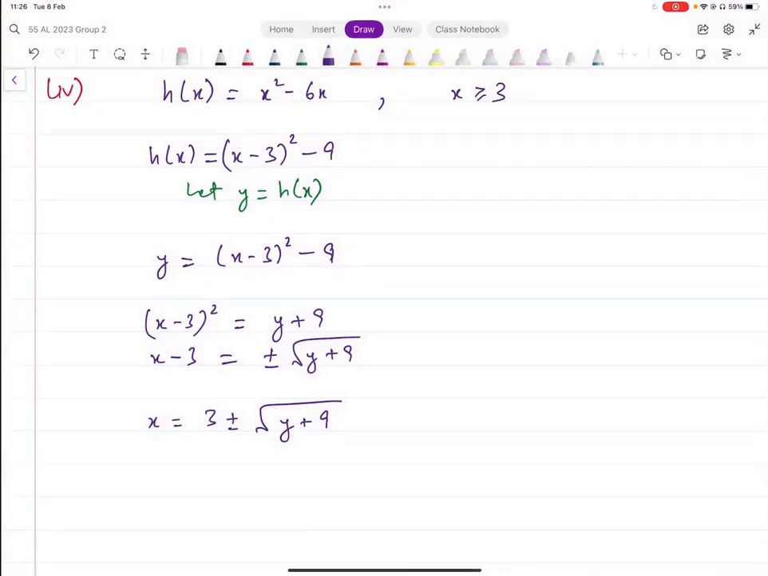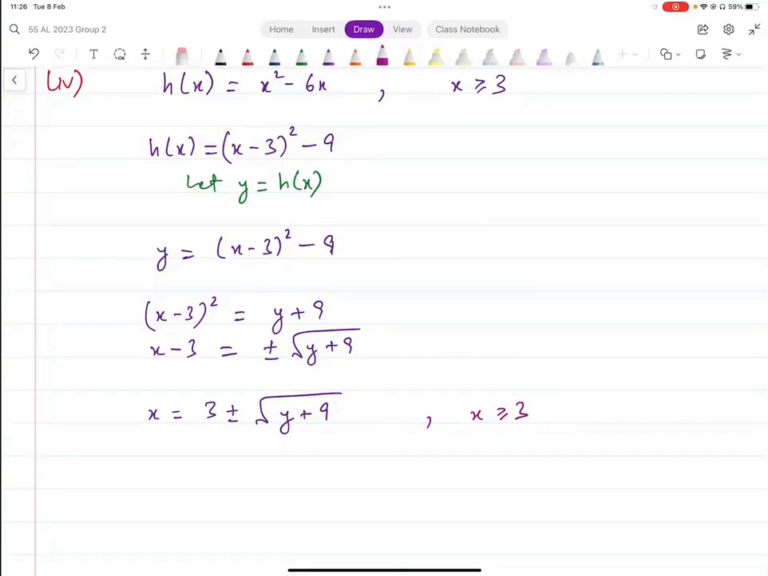Plus. It would be plus. The reason for that is the domain is x greater than or equal to 3. The domain is x greater than or equal to 3. That means we want values that are greater than 3.